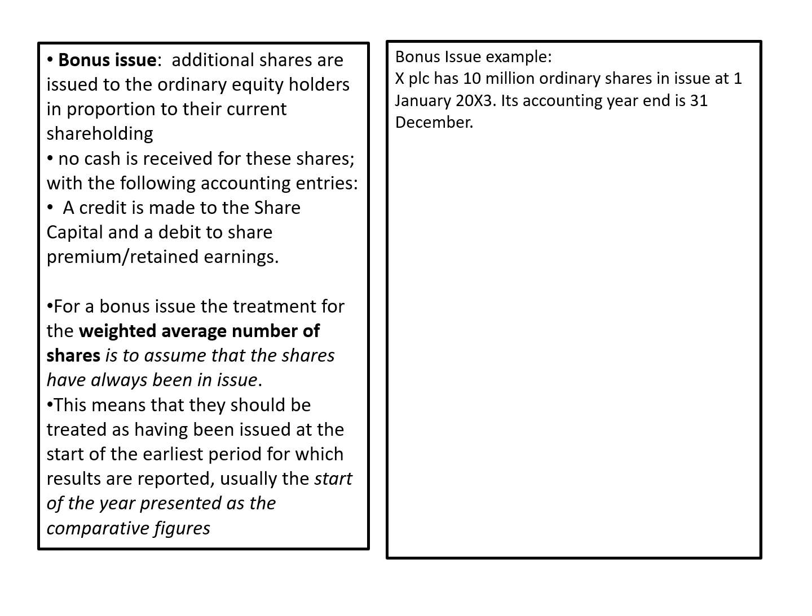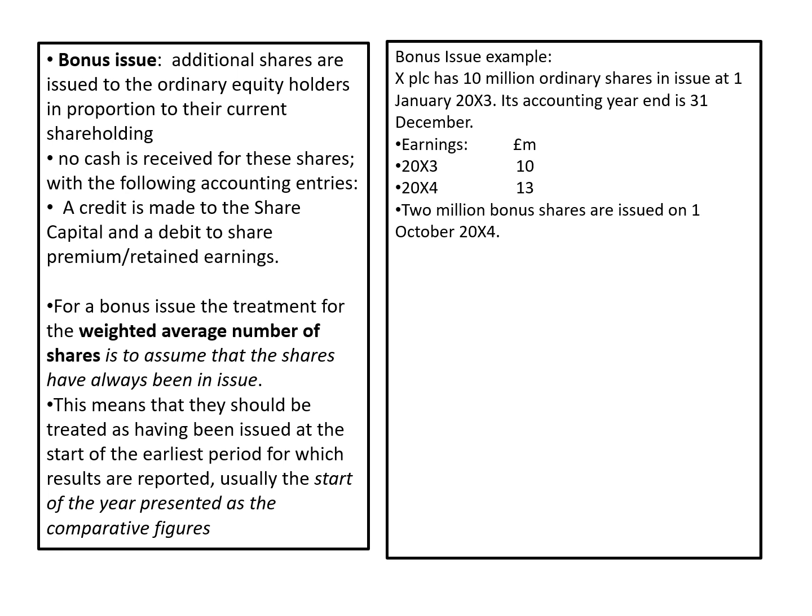Let's look at an example. XPLC has 10 million ordinary shares in issue on 1st of January 20X3. Its accounting year end is 31st of December, and its earnings for 20X3 is 10 million and for 20X4 is 13 million.